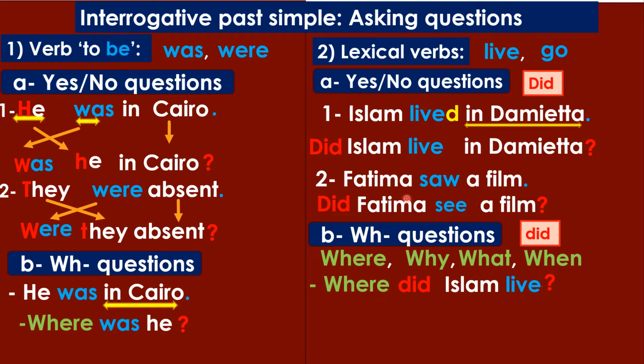Okay, let's ask a question on number 2. Fatma saw a film. Let's ask a question about the second sentence. I want to ask about a film, so I'd say what did Fatma watch. So I'm going to use what and did. And I'm going to have the sentence here. What did Fatma? And I'm going to change saw into see. And I'm going to have a question mark.